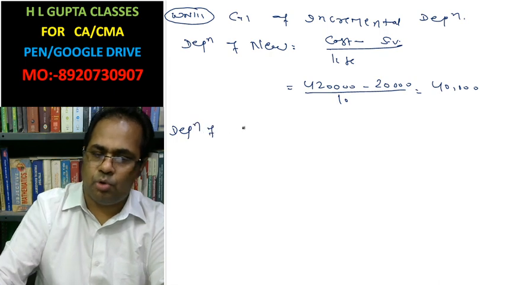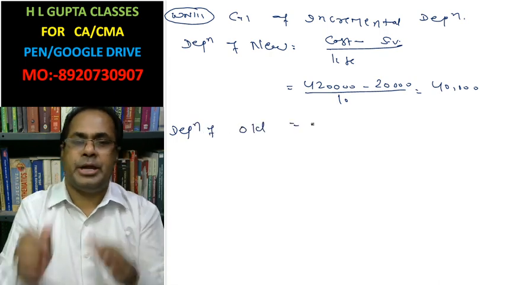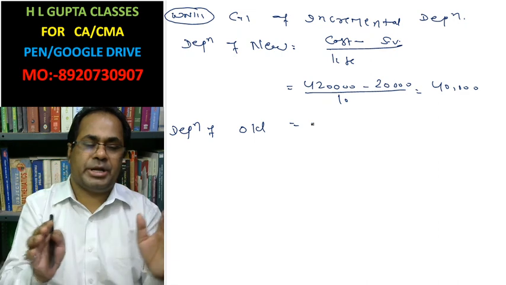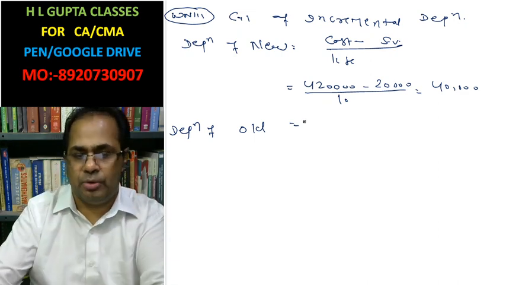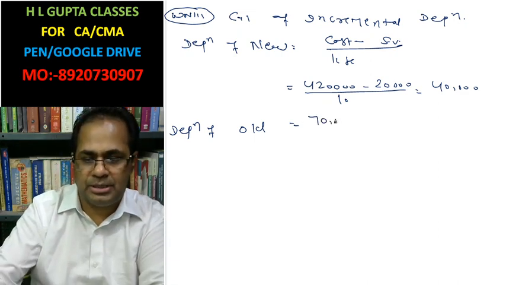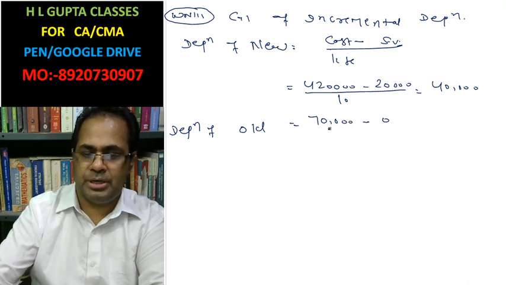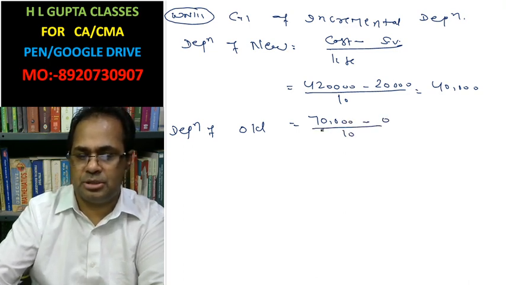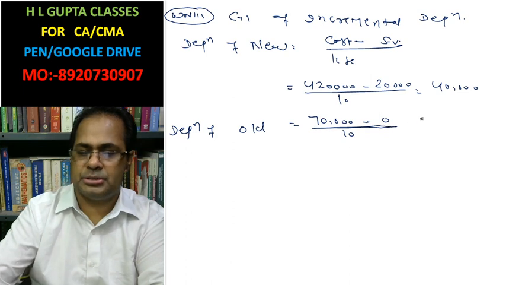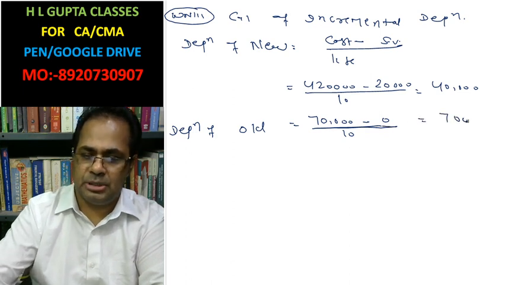Depreciation of old is calculated by taking the scrap value. The scrap value you have is 70,000 minus 0 for the depreciation purpose. This is taken for 10 years. This is 7,000.